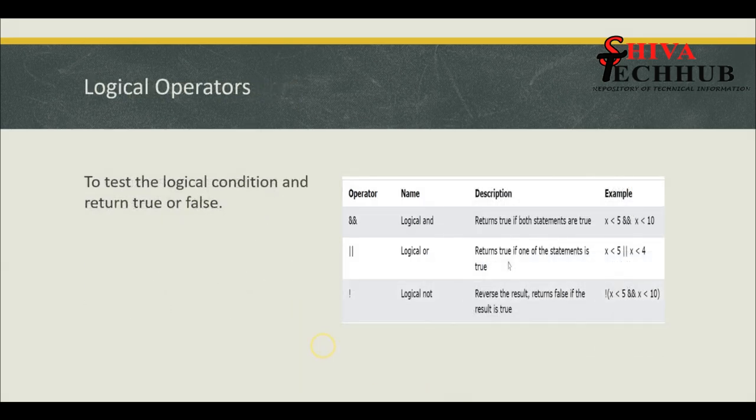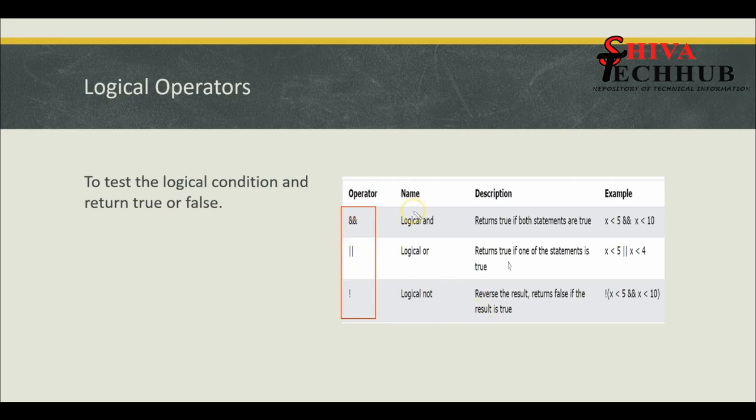Now let us look into the logical operators. Logical operators, as the name itself indicates, are used to check a logical condition. If that condition is satisfied, or true, then you will perform the required operation. If it is false, then you will perform its corresponding operation. Let us try to understand. These are the three logical operators present in Java.